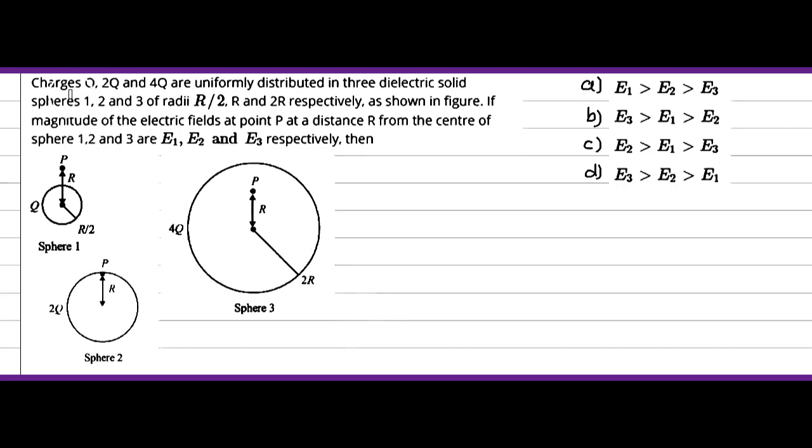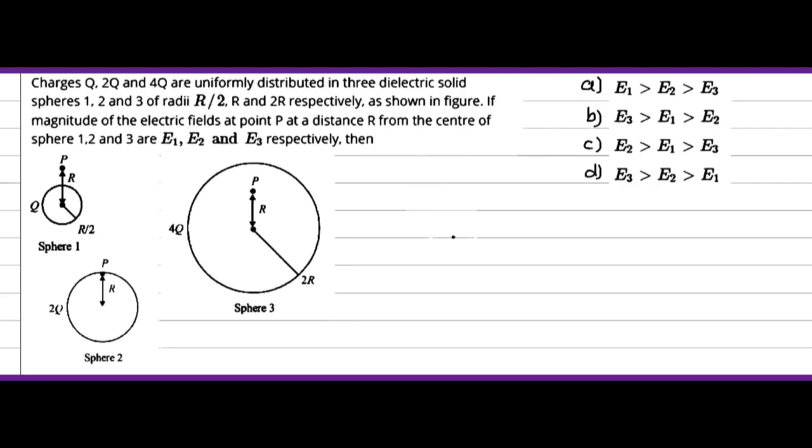In this question, what is given? Charges Q, 2Q and 4Q are uniformly distributed in three dielectric solid spheres 1, 2, 3 of radii r by 2, r and 2r respectively, as shown in the figure. Now if the magnitudes of the electric field at point P at a distance r from the center of the sphere are given as E1, E2 and E3, we need to find the correct order of magnitude.